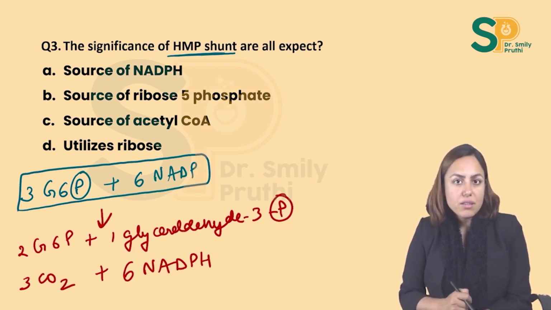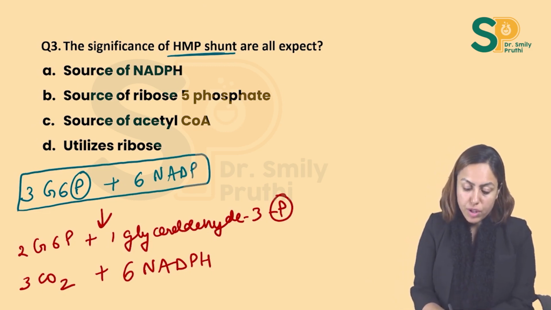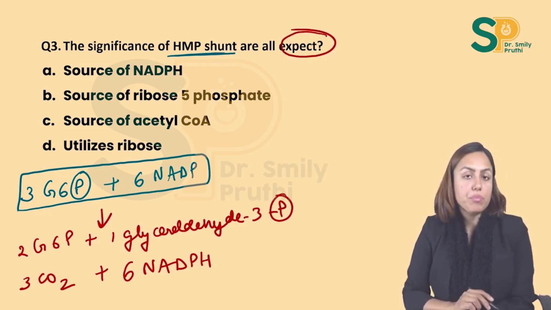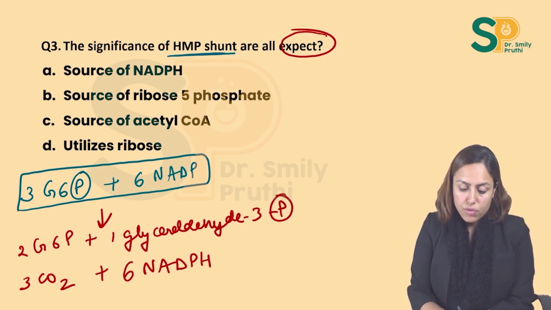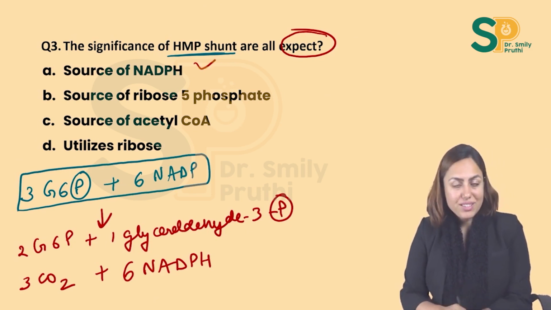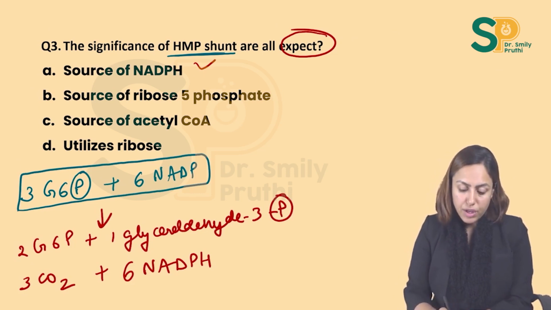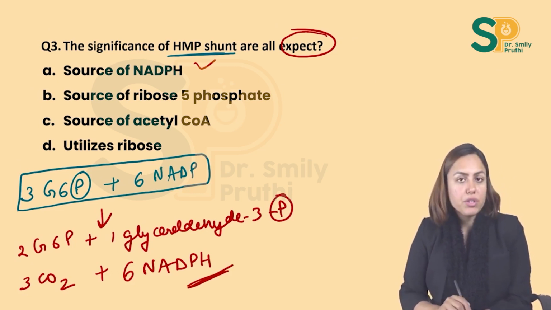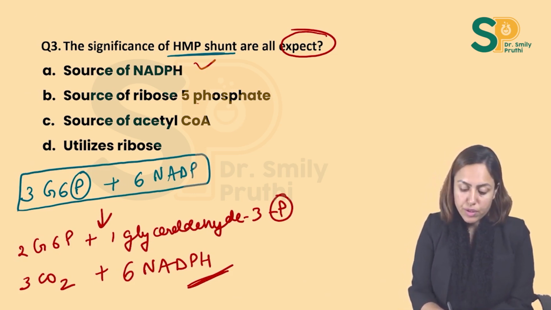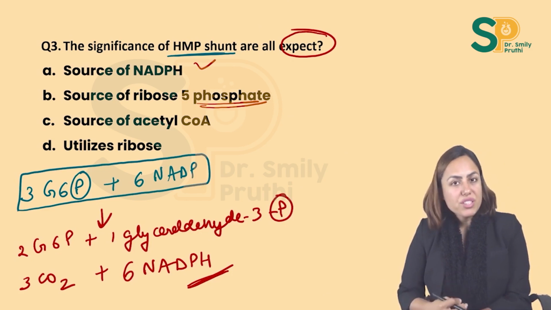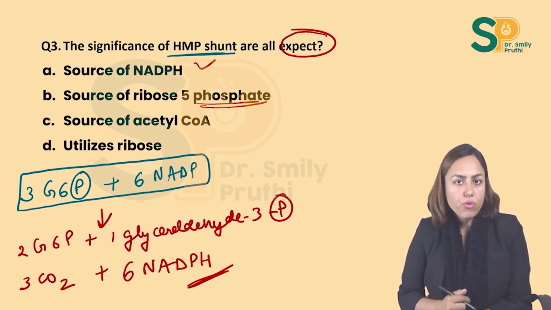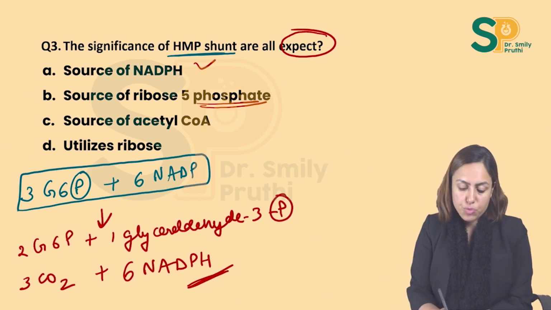So let's read the options now. Significance of HMP shunt are all except, okay? So first is, it is source of NADPH. Yes, that's the function of HMP, to give NADPH. And we get how many? We get 6 NADPH, right? Then option B, source of ribose 5-phosphate. Yes, during phase 2, the first step is that we obtain ribose 5-phosphate. Okay, I'll show you on next page.